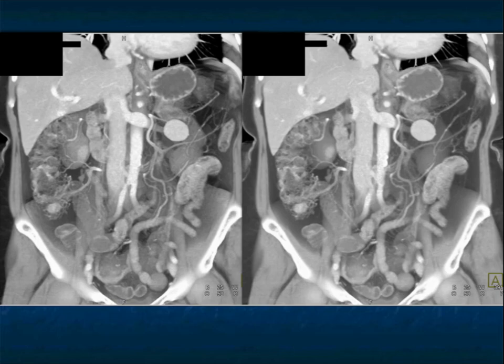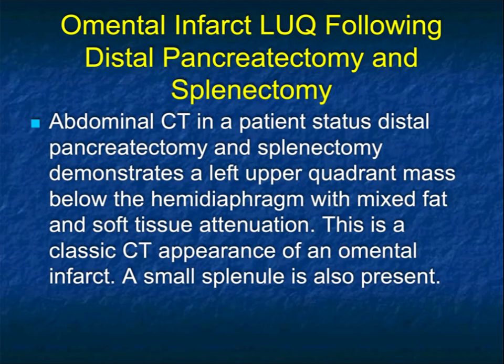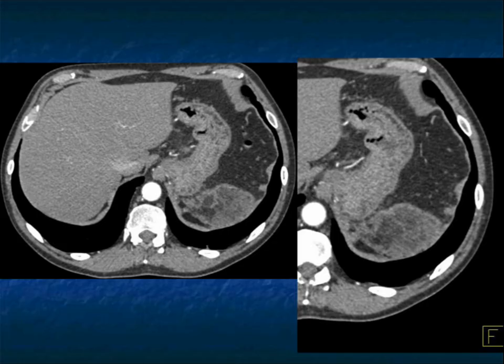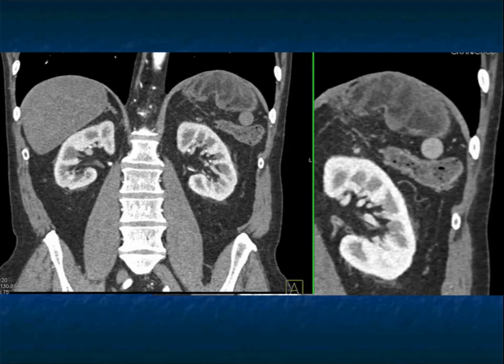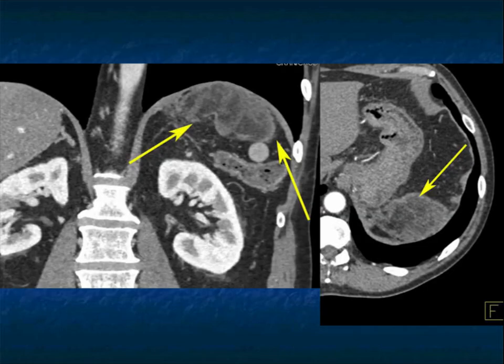And here you can see it very nicely in the left upper quadrant. Now it's interesting, sometimes you see it with other findings. We have seen with laparoscopic surgery, with distal pancreatectomy and splenectomy, patients have omental infarcts, not uncommon. Here's an omental infarct. You can see that mass effect almost simulating a tumor, right? But it's soft tissue and has fat. We know the appearance. But there's a splenule also seen. So a wonderful example of omental infarct as well as an accessory spleen. Very nicely shown there.